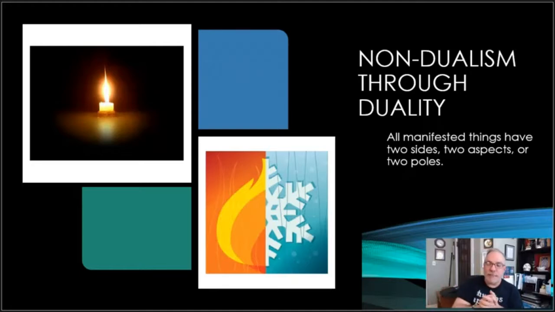So we'll use, for example, the idea of hot and cold. Now, the principle of polarity tells us that there is no difference between hot and cold, that they are the same thing. They only differ by degrees. And I like to use that as an example because when we measure heat and cold, we measure it in units that we refer to as degrees.